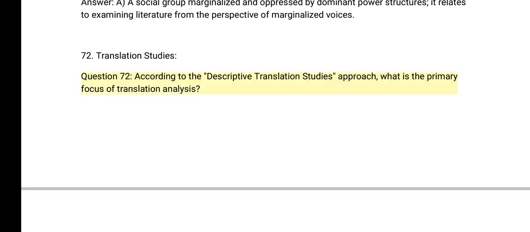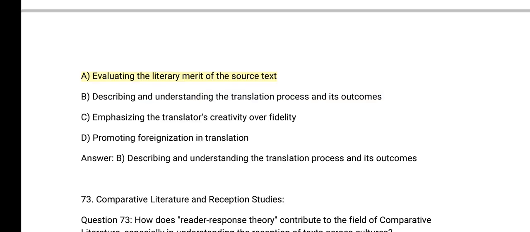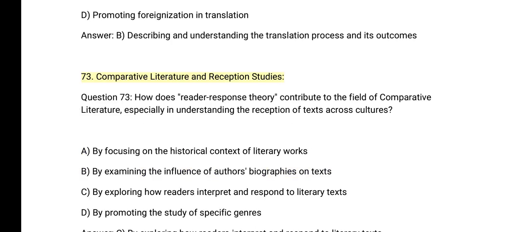72. Translation studies. Question 72. According to the descriptive translation studies approach, what is the primary focus of translation analysis? A. Evaluating the literary merit of the source text. B. Describing and understanding the translation process and its outcomes. C. Emphasizing the translator's creativity over fidelity. D. Promoting foreignization in translation. Answer: B. Describing and understanding the translation process and its outcomes.